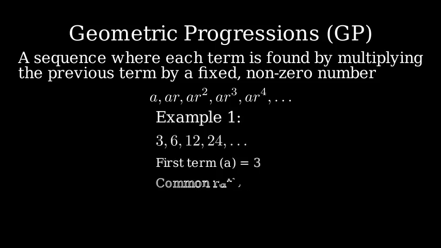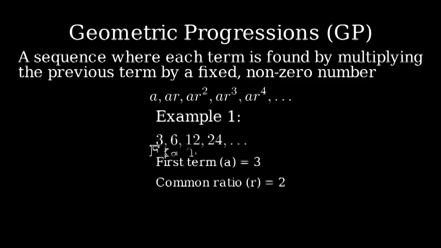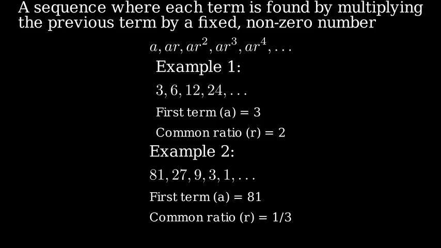First, consider the geometric progression 3, 6, 12, 24. Here, the first term is 3, and each term is multiplied by 2 to get the next term. So, the common ratio r is 2. Another example, 81, 27, 9, 3, 1. In this case, the first term a is 81, and each term is multiplied by 1/3 to get the next term. So, the common ratio r is 1/3.